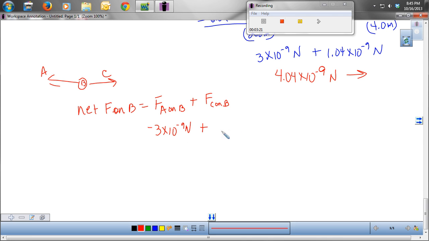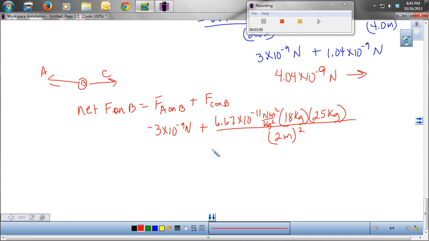Now I need to find the force that C exerts on B. So it's going to be the big G, the mass of B was given to us as 18 kilograms, and then 25 kilograms. And they are separated by 2 meters. Don't forget to square it. So when I did that math, I got 7.5 times 10 to the minus 9 newtons.